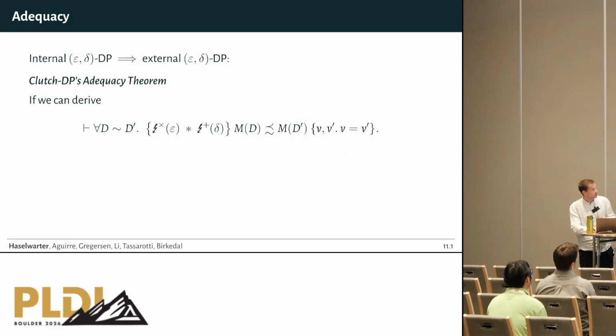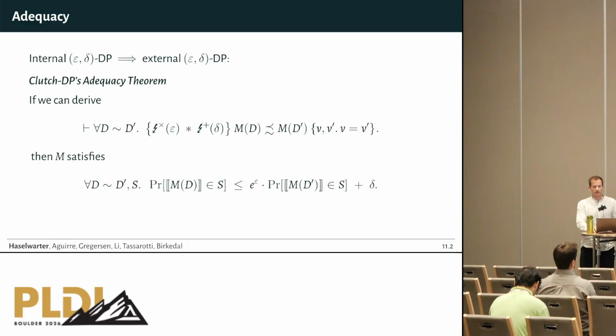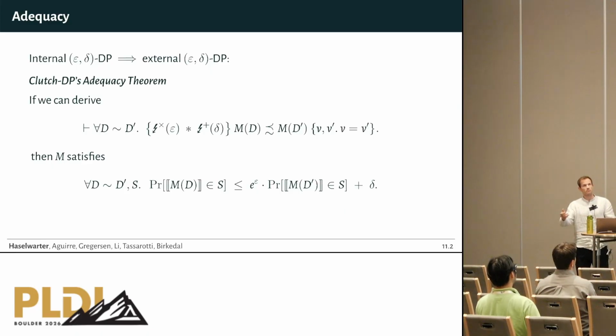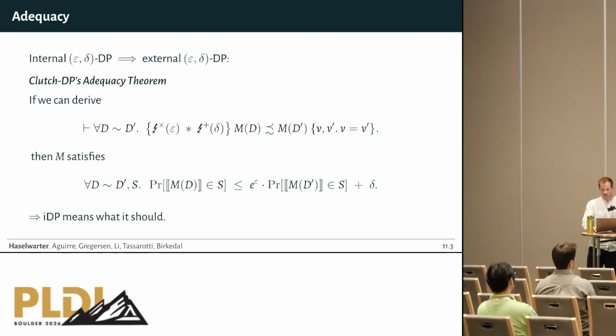Right. We also have an adequacy theorem that actually gives meaning to this internal notion of differential privacy. So what that states is that if you can derive in the logic that a mechanism is differentially private in this internal sense, then it also satisfies the external expected notion of differential privacy. So the parameterized, randomized program that you get out by executing the program in the standard operational semantics is then also differentially private. And so this is just a sanity check that tells us that the internal differential privacy does what we expect it to do.